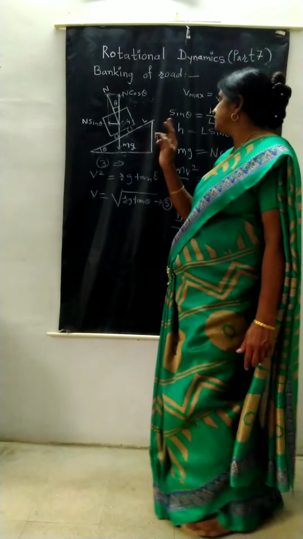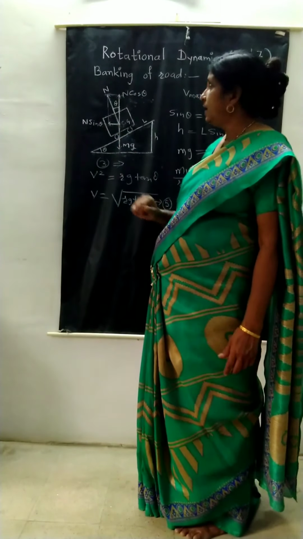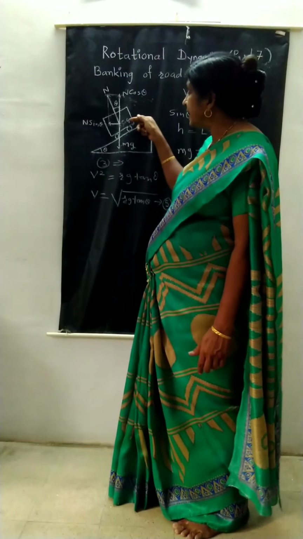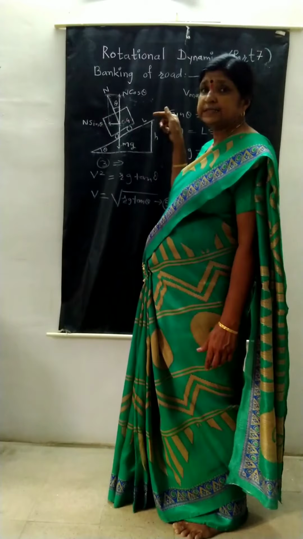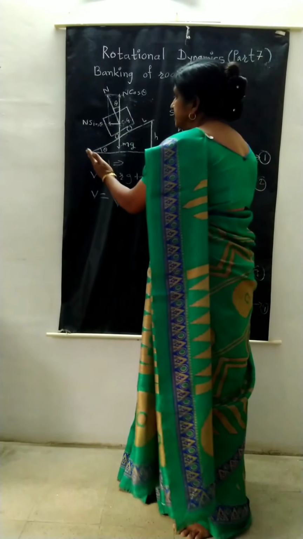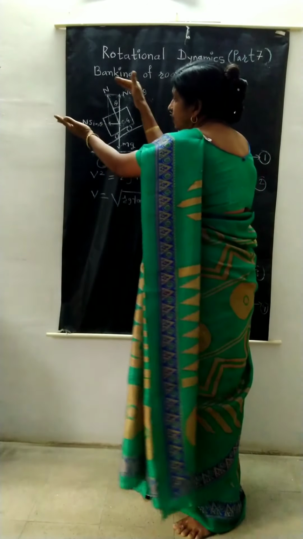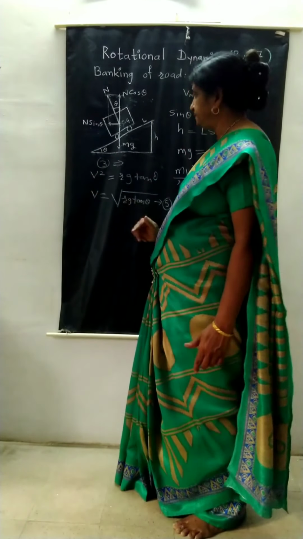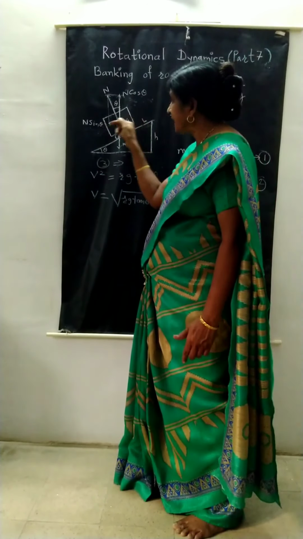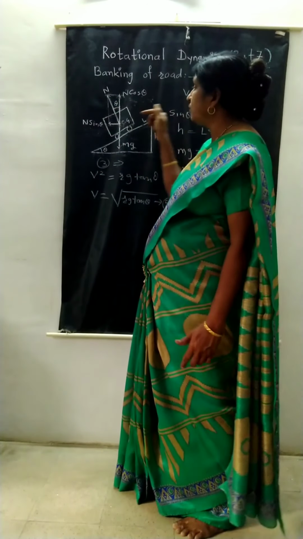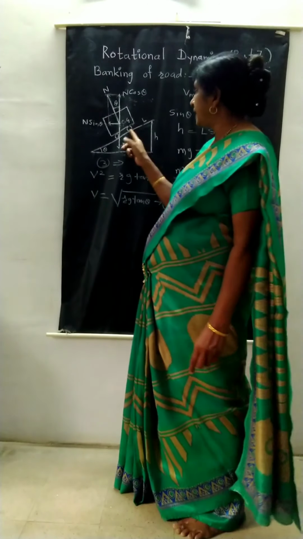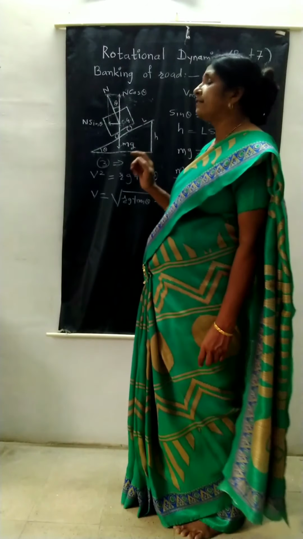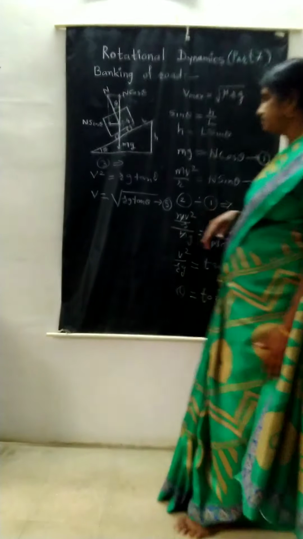So, which one is the unbalanced force? It is N sin theta. And N sin theta is directed towards the center of the circle. This is a bank road. It is taking a turn towards the left. The center of the circle will be on this side, on the left side, and N sin theta is also pointing towards the left. Therefore, it provides the centripetal force which is required for circular motion.